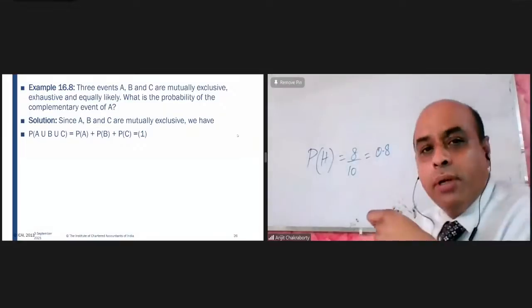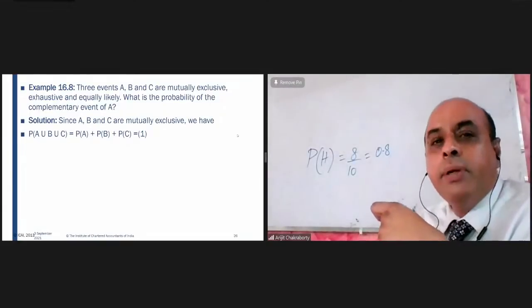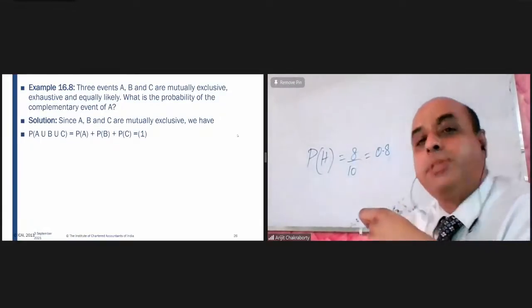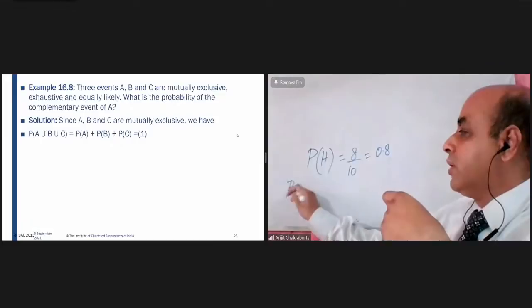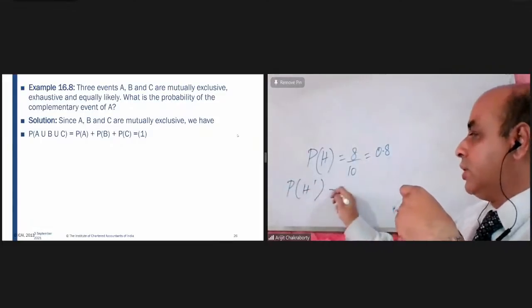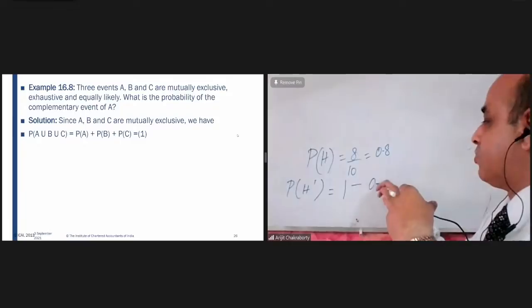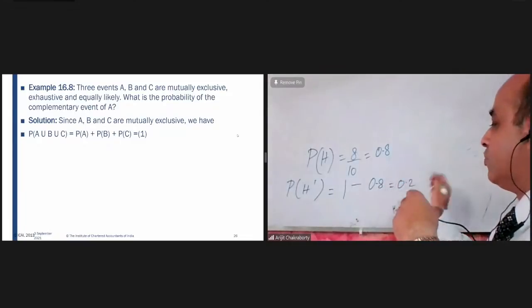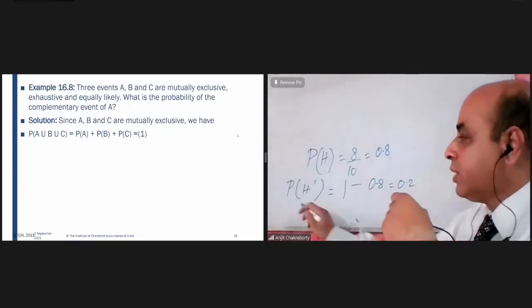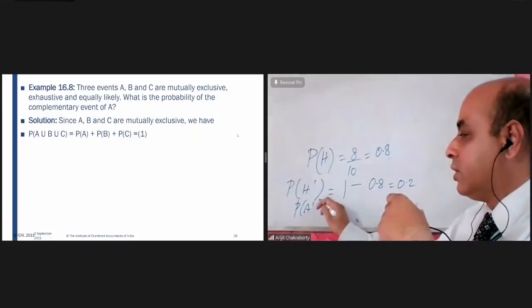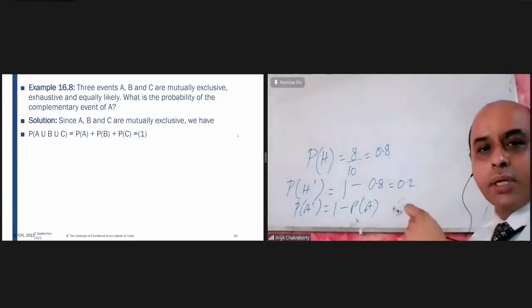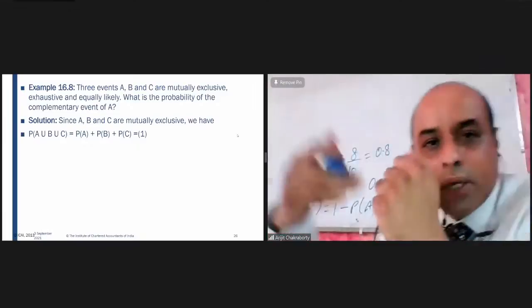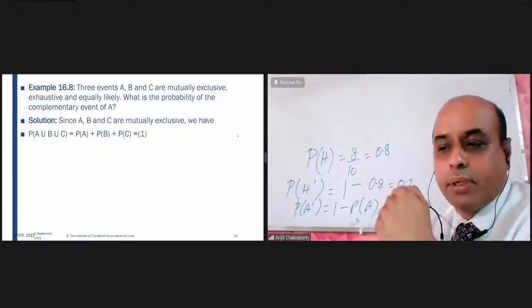What is the complementary event? Complementary event means the opposite. What is the probability of the opposite? So I can write the complementary event P(H dash) is equal to 1 minus 0.8, that is 0.2. So for the complementary event, P(A dash) is equal to 1 minus the probability of A. As simple as that. It is the probability of the other event which can happen.